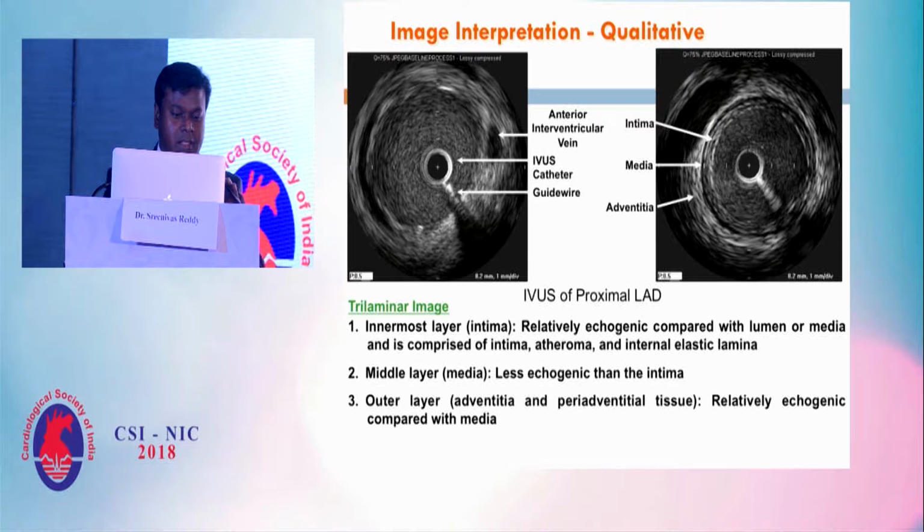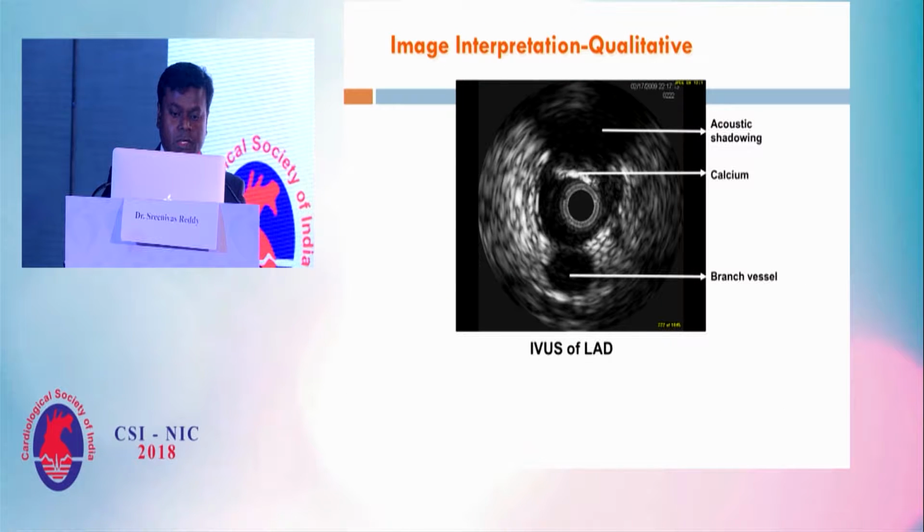So it's like this, a trilaminar image. You can see you have the intima, media, and adventitia. The middle layer is the media, which is less echogenic than the intima. The outer layer is the adventitia or periadventitial tissue. It's relatively echogenic compared to the media. Look at any branch vessels like this.